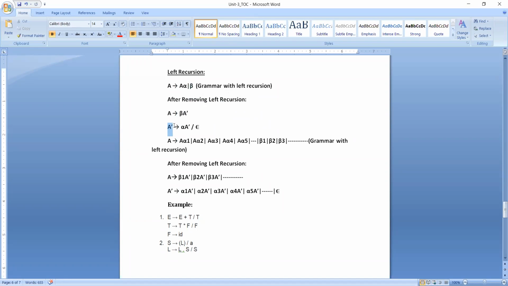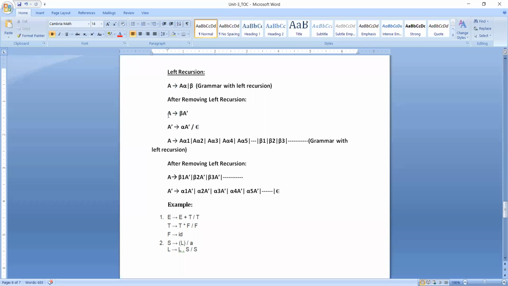And what about the A dash productions? A dash derives to alpha A dash or epsilon. What is alpha? You can see we have an alpha part over here. Everything required to remove the left recursion present in the grammar is available here. We have a production A derives to A alpha or beta, which is a left recursive grammar. In order to remove the left recursion, we need to rewrite the productions.